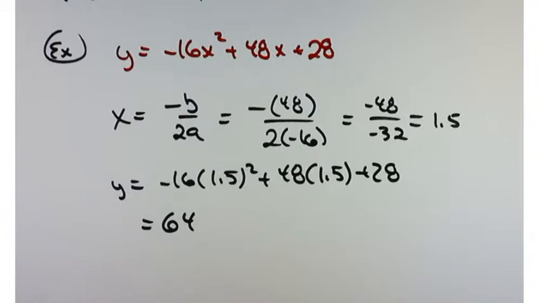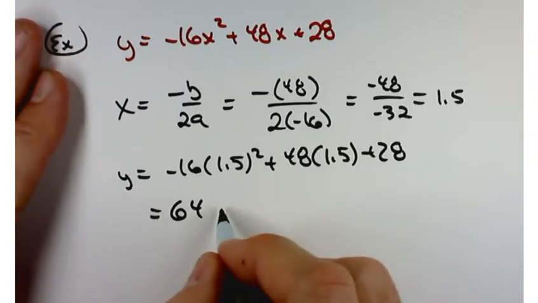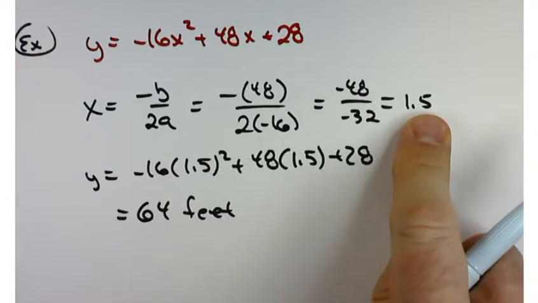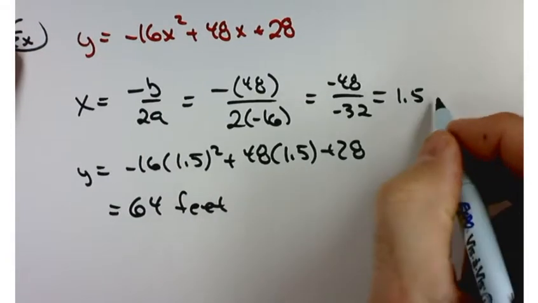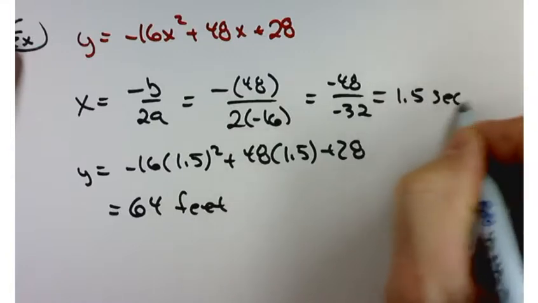Now in Newton, they would describe the problem carefully to you. This would be your height. In this case, it's in feet, so 64 feet. What do you suppose the 1.5 is? It's your time. In this case, it's going to be time in seconds, so 1.5 seconds.